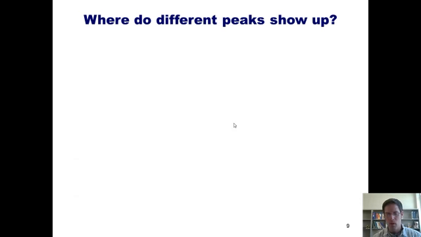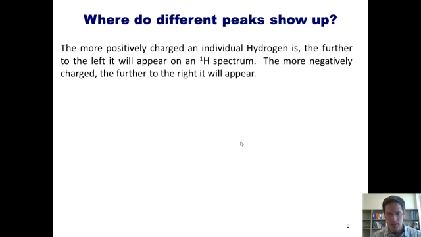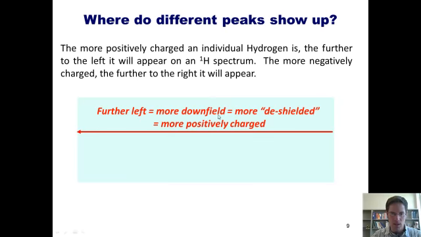So at this point you should be wondering, where do different hydrogen peaks actually show up? The answer to that depends on their individual partial charges. Generally speaking, the more positively charged an individual hydrogen is, the further to the left it will appear on an HNMR spectrum. The more negatively charged, the further to the right it will appear. We say then that further to the left equals more downfield equals more de-shielded, or in other words is the same thing as saying more positively charged.